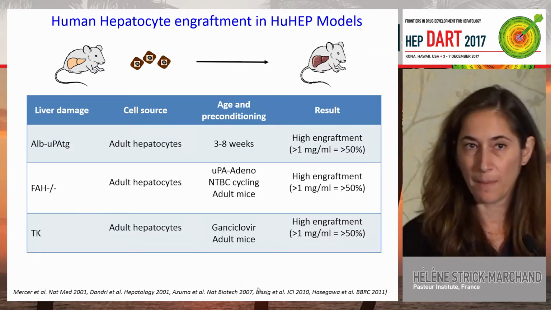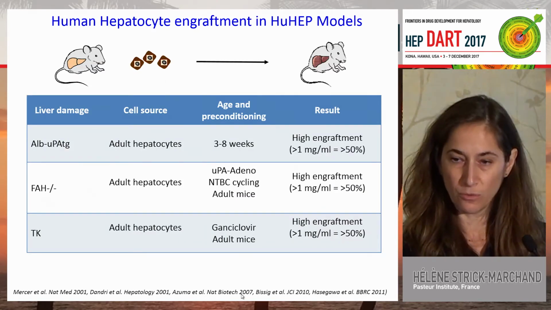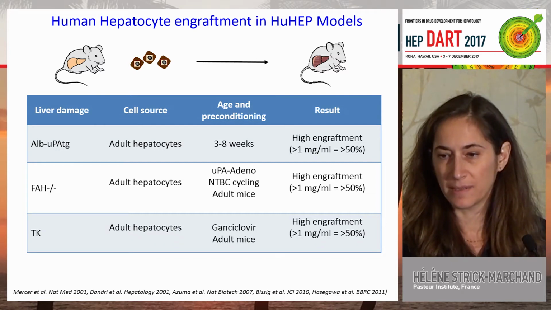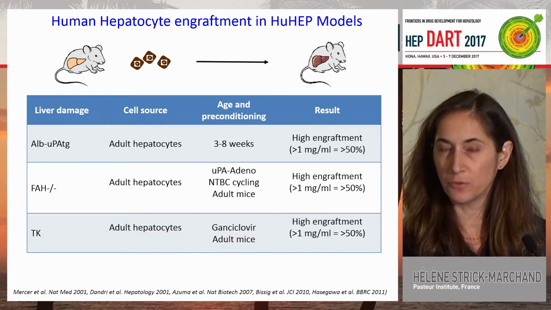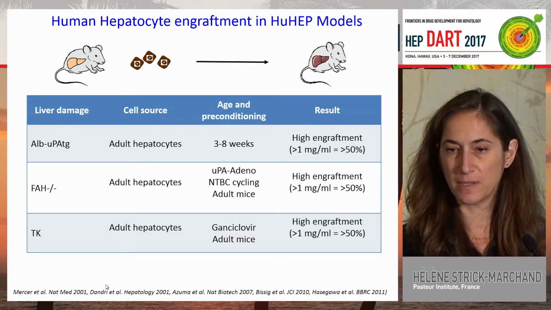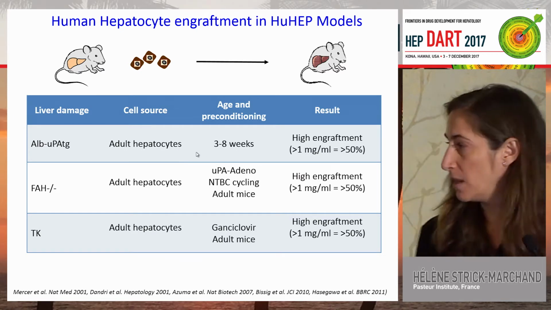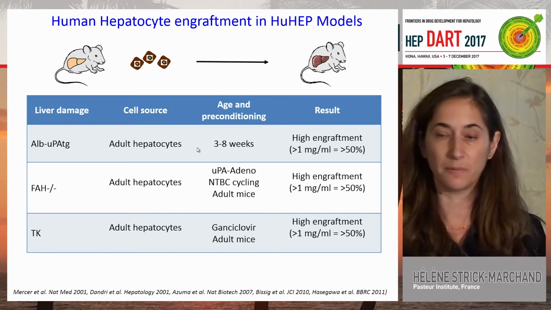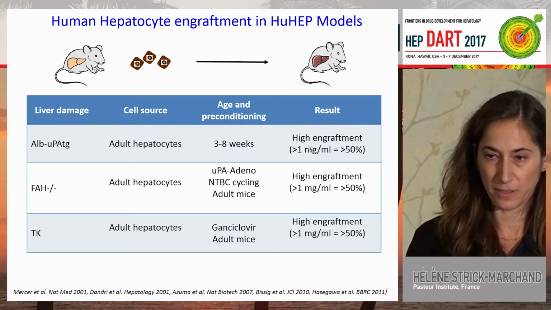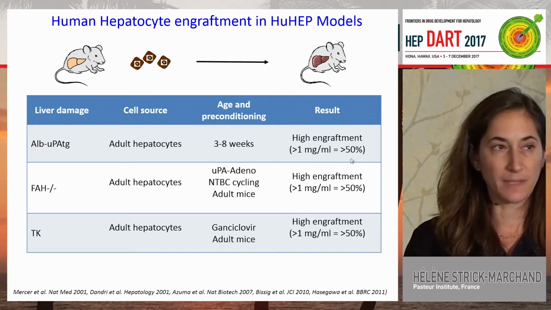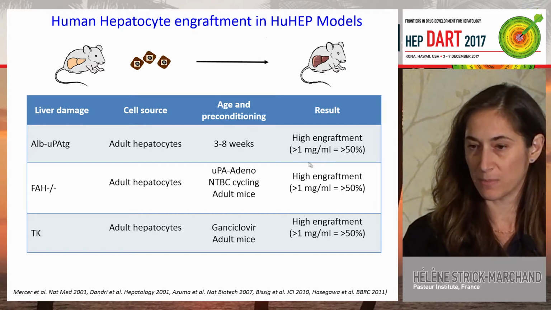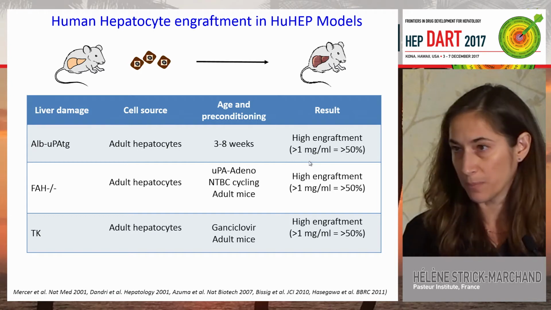In the case of the HUHEP models, there are three models that were used historically to study human hepatocyte engraftment. You first need to create liver damage, and to do this, you can use the albumin-uPA transgene that Ulrika has presented already, which was developed by Maura Dandri's group. These animals have very high levels of liver engraftment. Over 50% of the liver is chimeric in human, and this is measured with human albumin in the plasma of the animals, and we're above 1 milligram per ml.